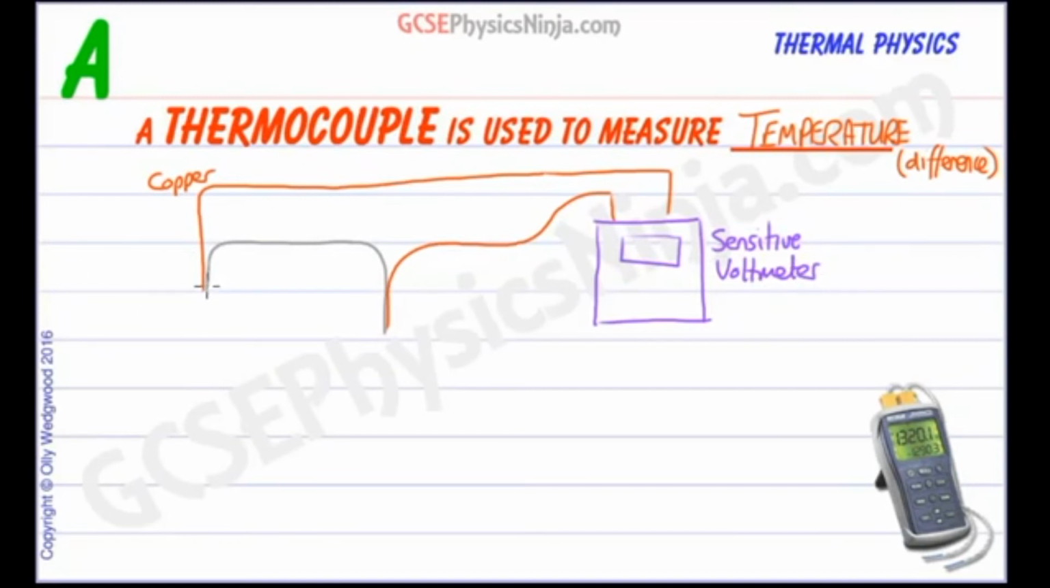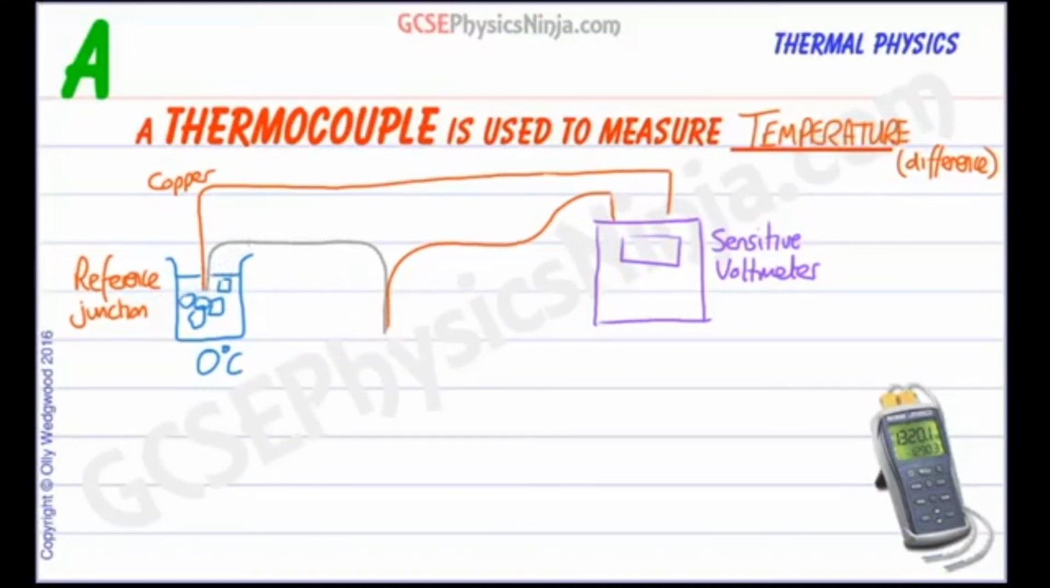The first junction is called the reference junction. And we should put that in a known temperature, such as in a glass of ice or a beaker of ice. So let's do that. I'm going to put that in a beaker, and it's full of icy water with ice cubes. So we know that that's at 0 degrees Celsius. And that's our first junction.